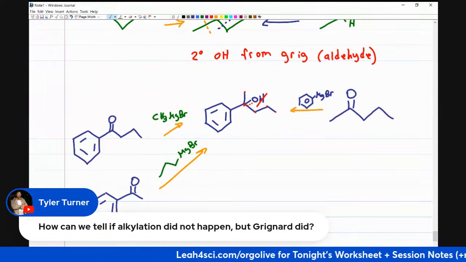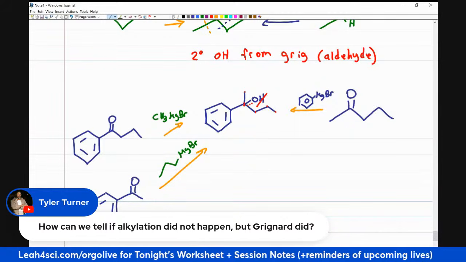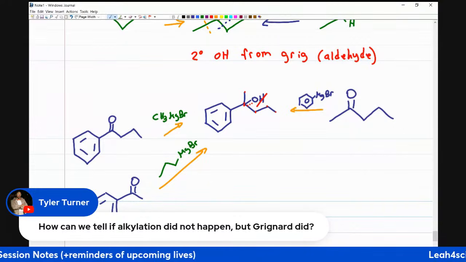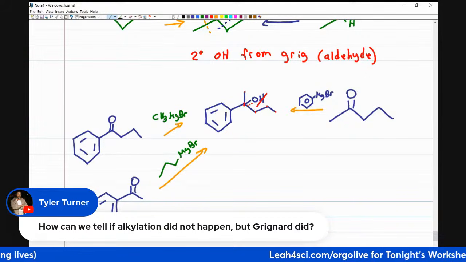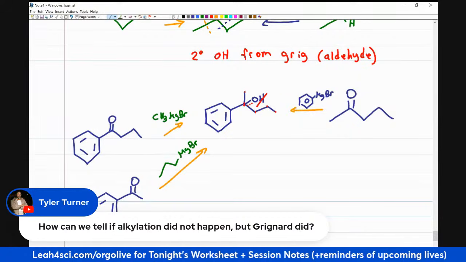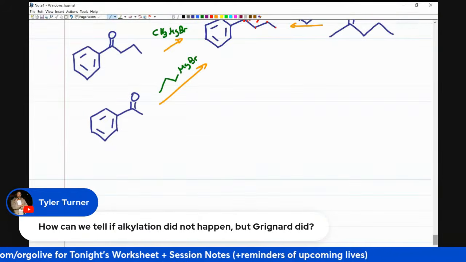Tyler, I don't understand your question. How can we tell if alkylation did not happen but the Grignard did? If the Grignard reaction happens, then it brings a CH3 or a propyl or whatever with it. And so if a Grignard reaction happens, it will add a carbon to the chain. The only time the Grignard will not happen is if you by mistake dissolve it in the wrong solvent.